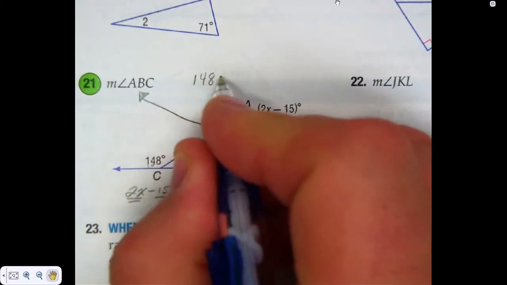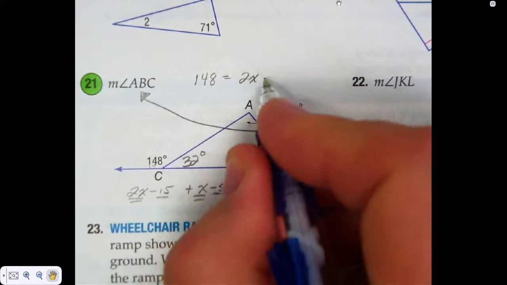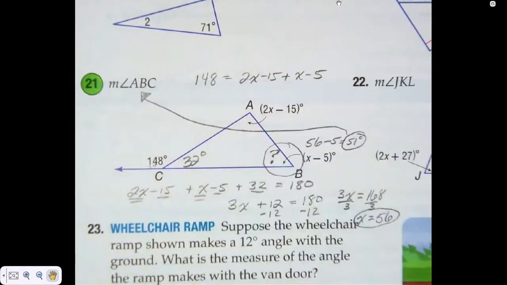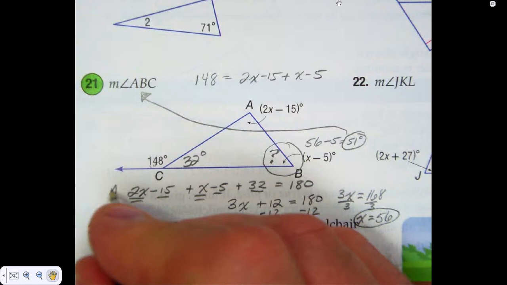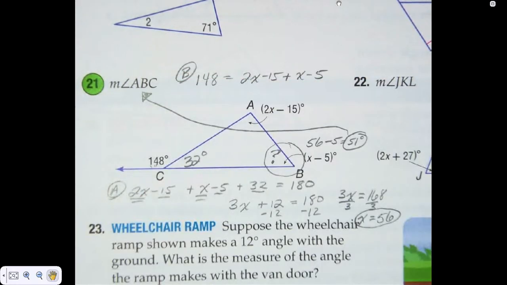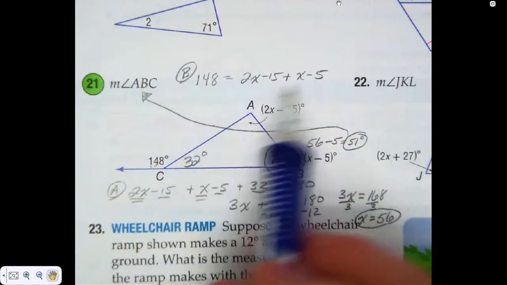Their equation is probably this. 148 is equal to 2x minus 15 plus x minus 5. So someone look in the back of the book and see if that's the equation they started with. Yes. But do they end up getting the same answer we do? Okay. So there's more than one way to skin a cat, huh? It doesn't matter. Either way is just as right as the others. That's why I wanted to do it this way, because you have this shown this way.